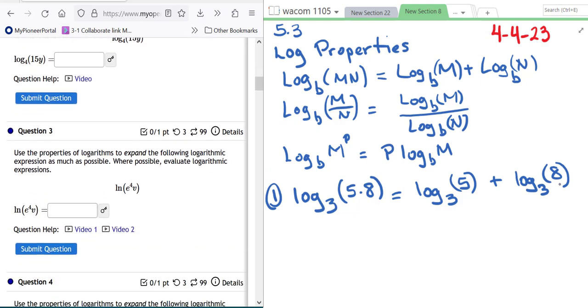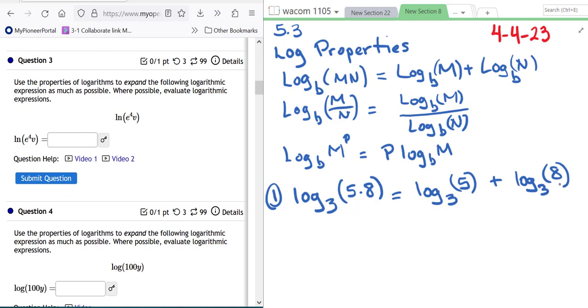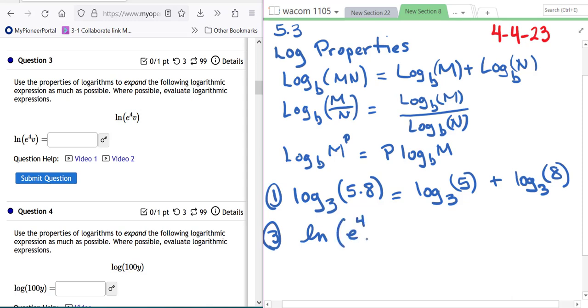Question 2 I skipped. It's very similar. Question 3. You have the natural log of a product, and we're going to have one other property on this one. So we'll break it apart into the sum of the logs. So the ln of e to the 4th plus the ln of v, and on the ln of e to the 4th, we can use the last one and take the 4 down.